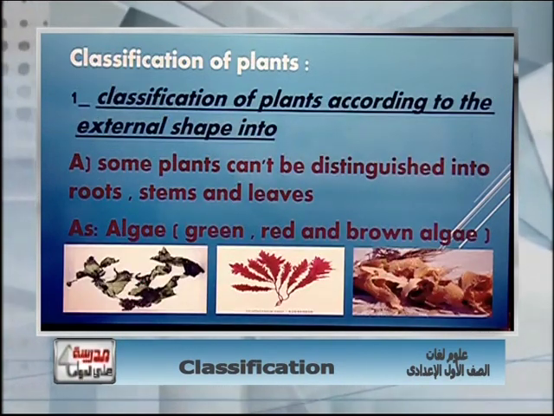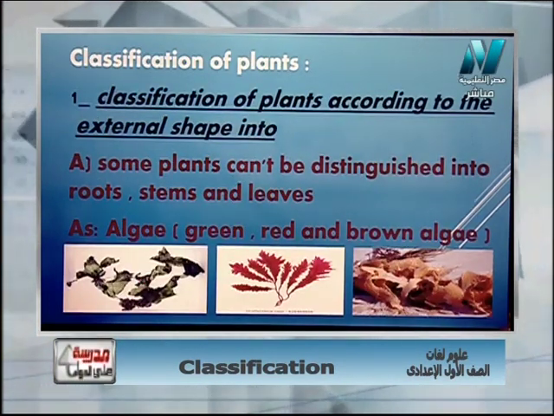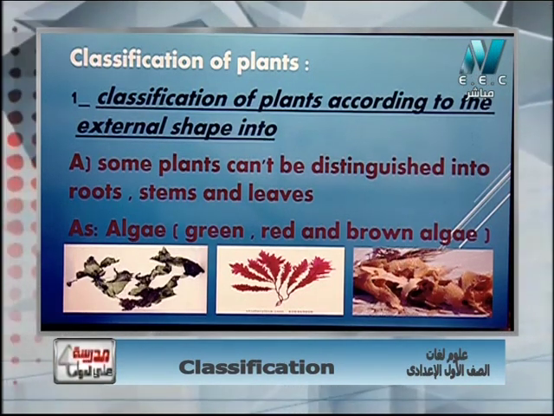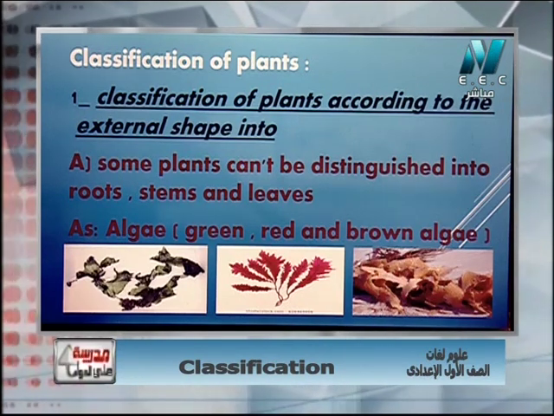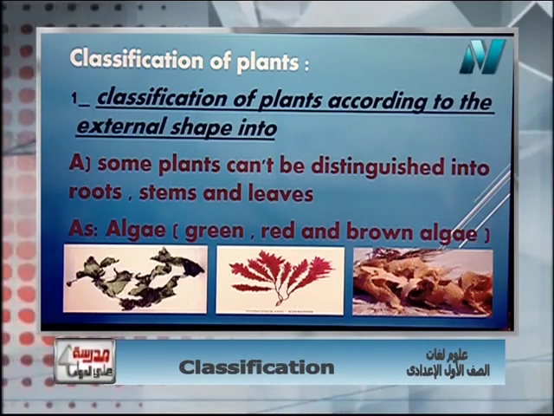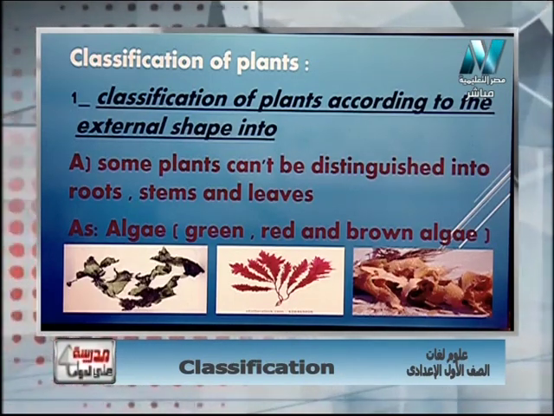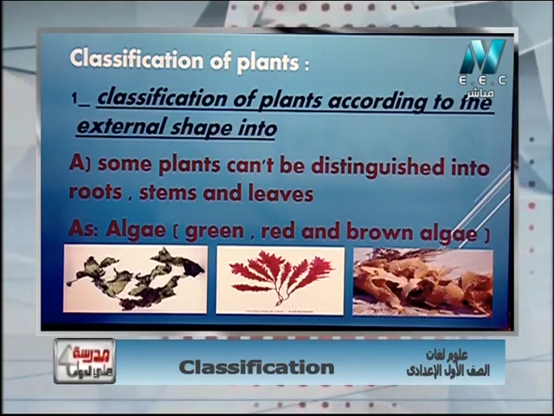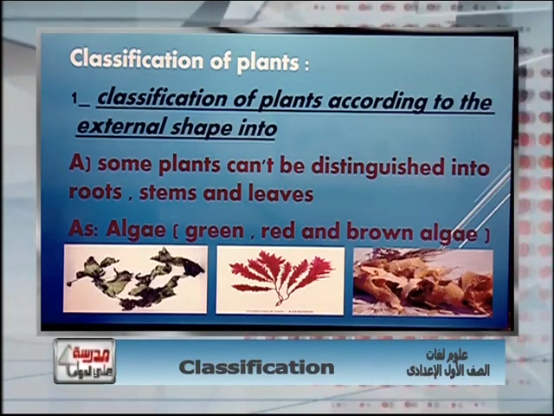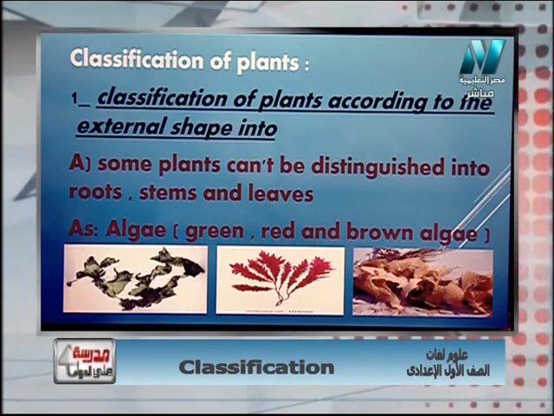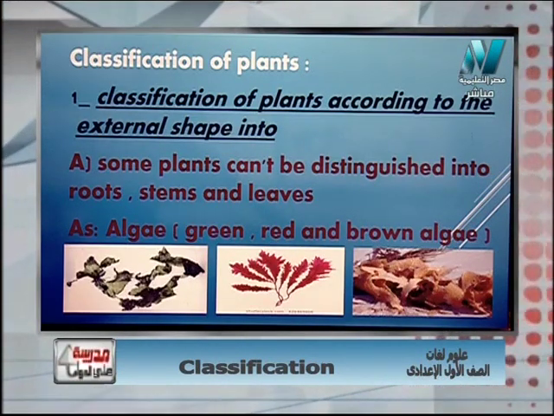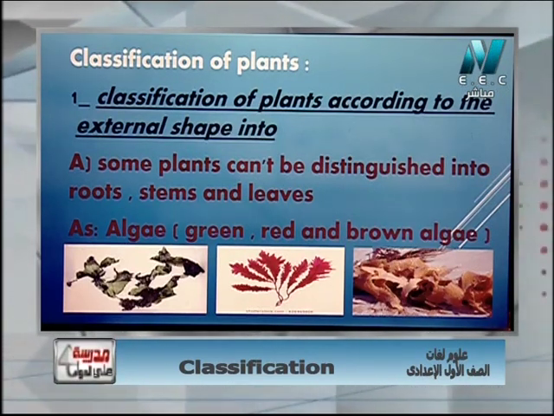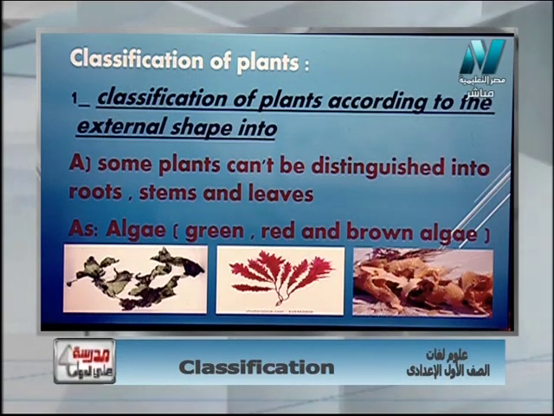Let's talk about classification of plants. Classification of plants according to, number one, external shape. As you remember, my dear students, we can classify plants according to, number one, external shape, number two, way of reproduction. Number one, according to external shape. We can classify plants according to external shape into: A, some plants can't be distinguished. What is meant by can't be distinguished? We can't differentiate them into roots, stems, and leaves.